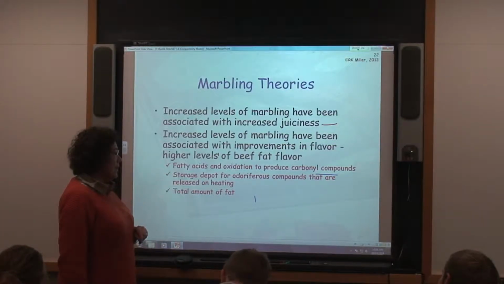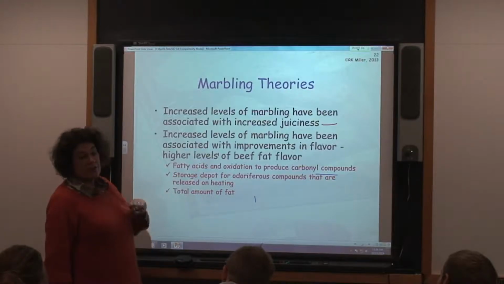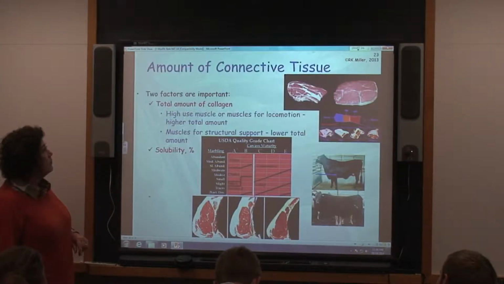We also know that those fatty acids can go through lipid oxidation or affect flavor. So that release of the flavors associated with fat, consumers like, and they do affect the overall flavor. And we're going to talk more about that.